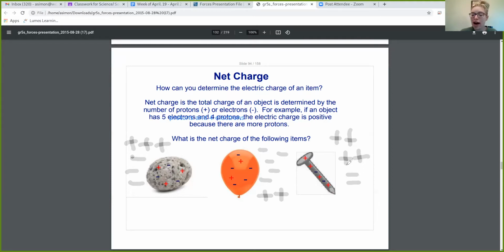If you said 2 positive, you are correct. Because I have 4 positive and 2 negative, so I subtract. 4 minus 2 is 2, and I have more positive than I have negative, so it's going to be 2 positive. All right, moving on.